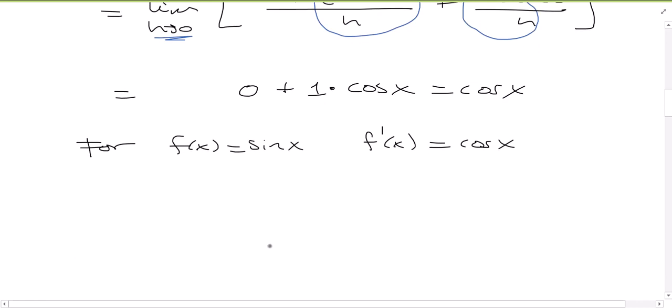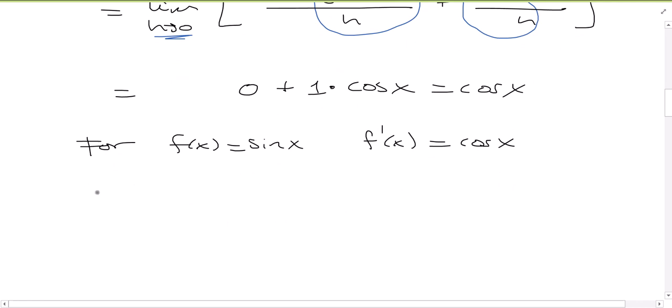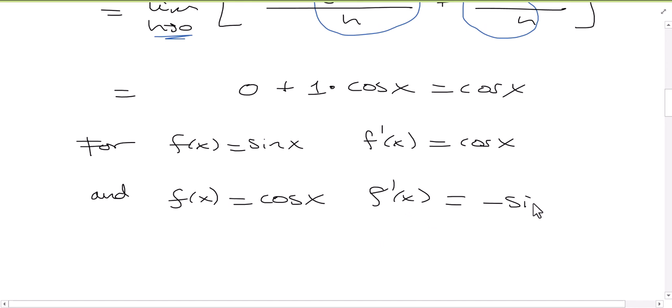And we can do the same thing for cosine. So I'm not going to go through the definition, but if you have f of x equals cosine x, what you'll find is the derivative, and I encourage you to do this on your own. What is the derivative of cosine x? Use the definition. And what you'll get is that the derivative of cosine is negative sine x.